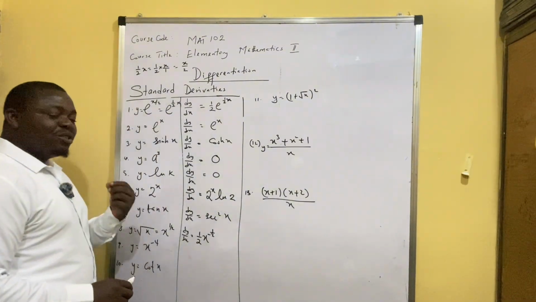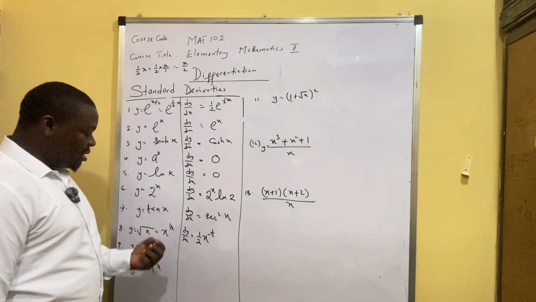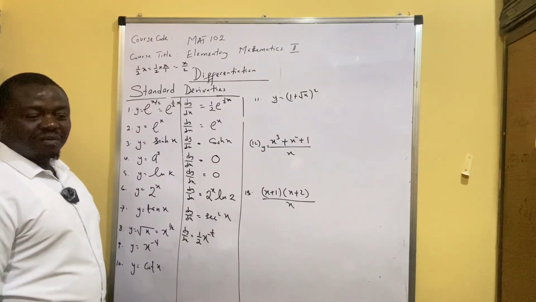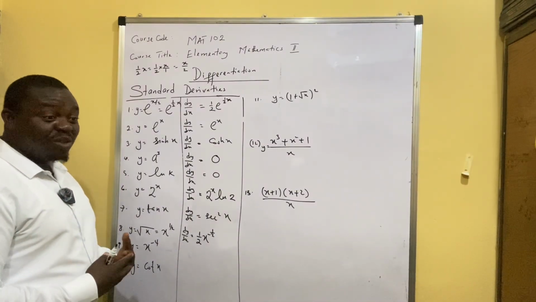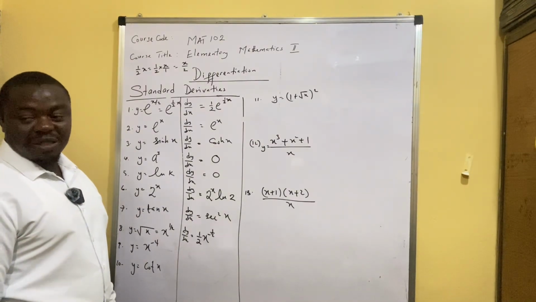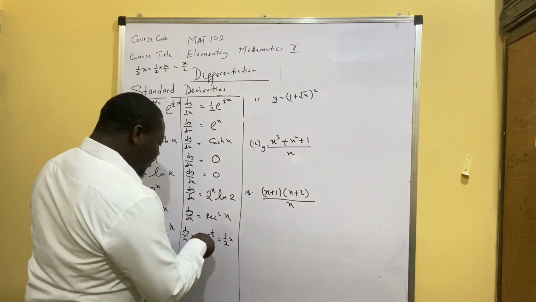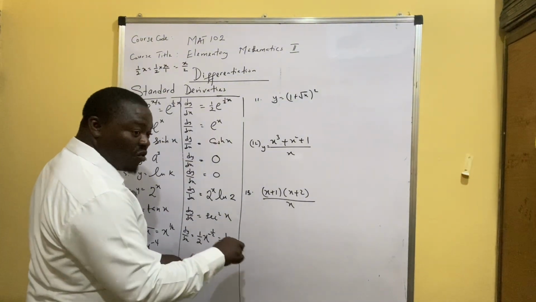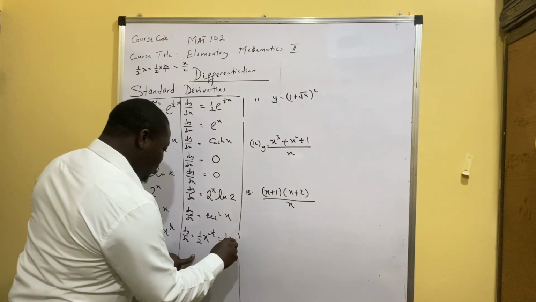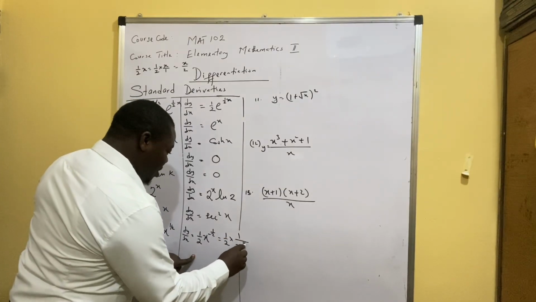Okay. But usually, you will not see your answer written in this simple form. They want you to apply some laws of indices that you understand to transform this. So what can you transform it to? This will become 1 over 2 multiplied by, because of the minus you have here, 1 over x raised to the power 1 over 2.